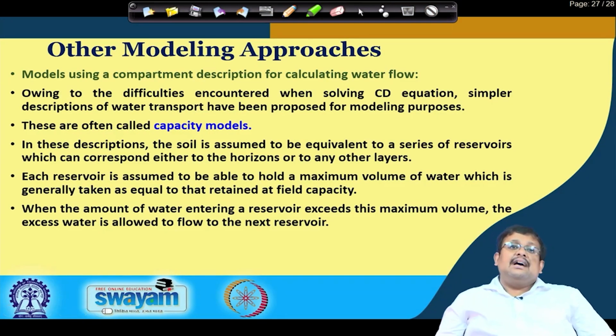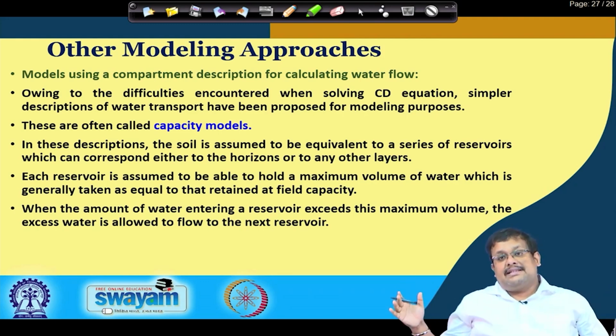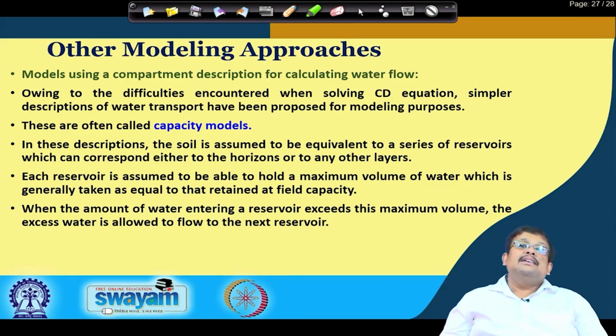The second thing is the models using a compartment description for calculating the water flow. Now, owing to the difficulties encountered when solving a CD equation, simpler descriptions of water transport have been proposed for modeling purposes, and they are known as the capacity based models, where we are considering the compartment description. In this description, the soil is assumed to be equivalent to a series of reservoirs which can correspond either to the horizon or to any other layers.